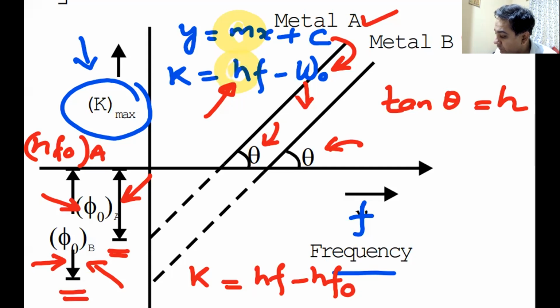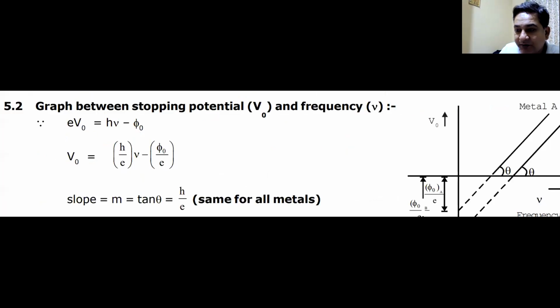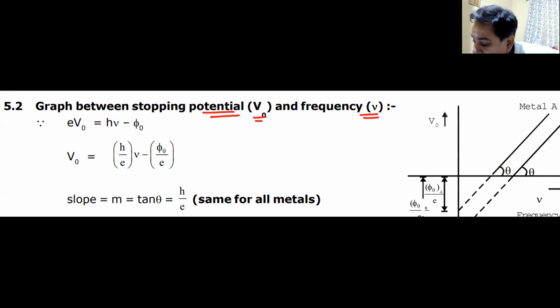Then comes another graph. This graph is the next graph, and this graph comes on your board right now. As you can see, this is the next graph. Graph between stopping potential V naught and the frequency F. Do we understand this?